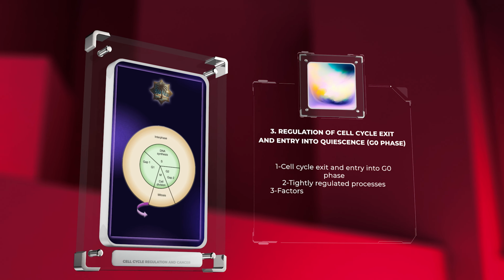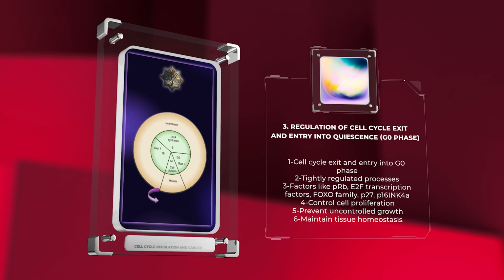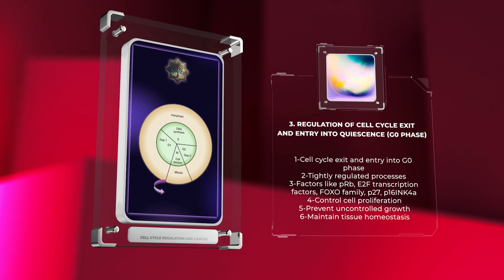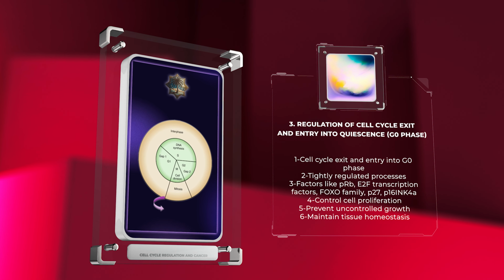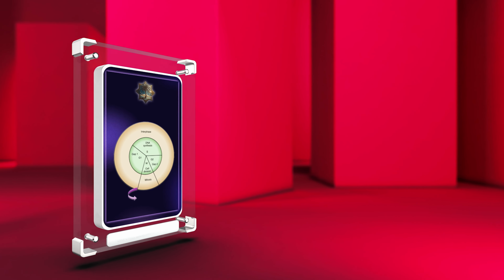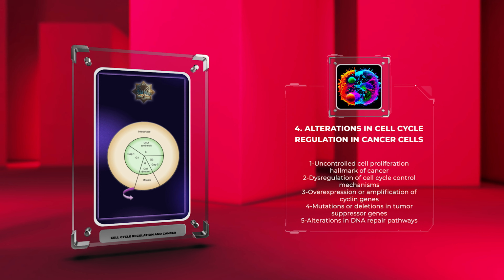Cell cycle exit and entry into G0 phase are tightly regulated processes involving factors like pRB, E2F transcription factors, FOXO family, p27, and p16-INK4A. They control cell proliferation in response to growth signals, preventing uncontrolled growth and maintaining tissue homeostasis. Uncontrolled cell proliferation is a hallmark of cancer, often driven by dysregulation of cell cycle control mechanisms.